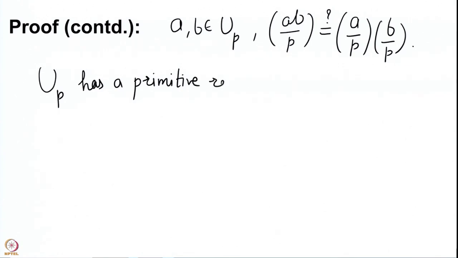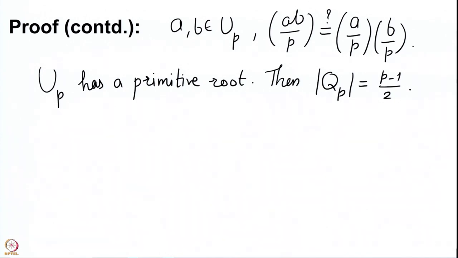We have proved in fact that when P is an odd prime, U_P^E has a primitive root. So, in particular U_P has a primitive root, and then we also saw that the number of squares will have cardinality exactly (P minus 1)/2. The subgroup consisting of all squares has cardinality (P minus 1)/2, exactly half the elements are squares.